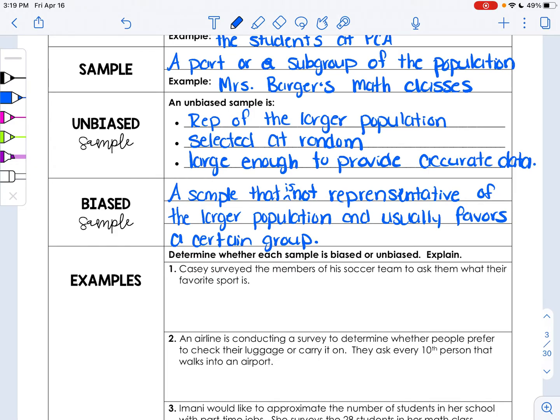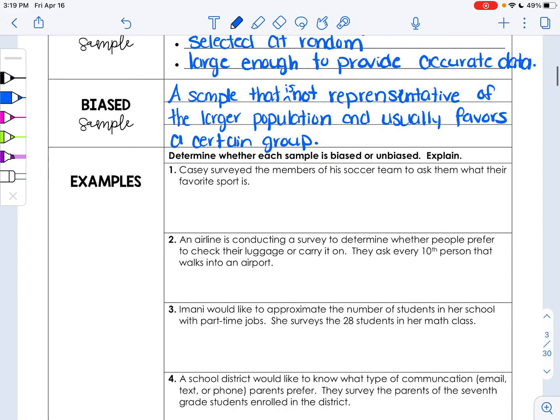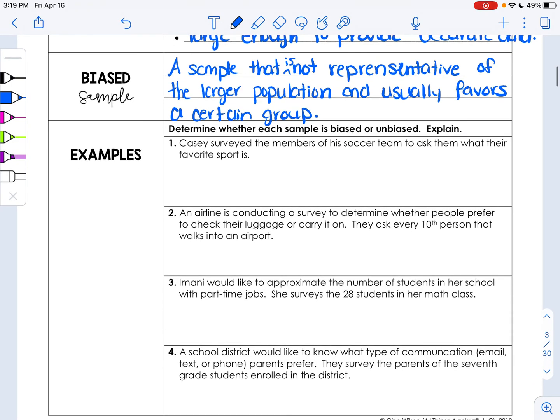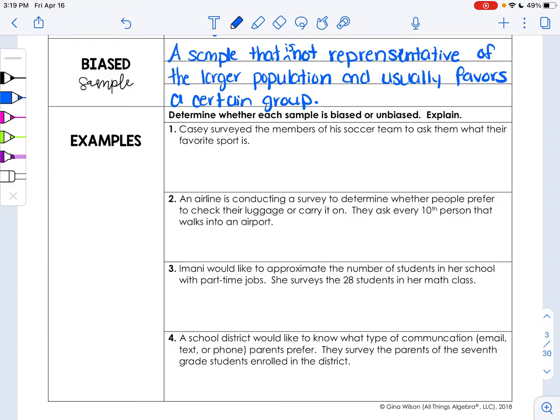So let's look at some examples of deciding if it's biased or unbiased. Number 1, Casey surveyed the members of his soccer team to ask them what their favorite sport is. This is biased. He's asking his soccer team. So clearly, their favorite sport is going to be soccer. It might not 100% be soccer, but since you're asking the soccer team, that's probably going to be their answer.